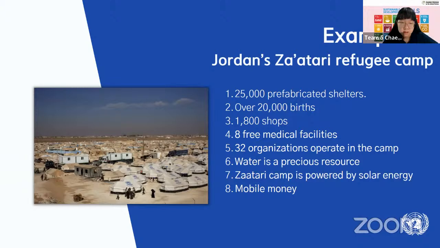The UNHCR has set up fixed caravans instead of tents to provide a better environment for refugees. Refugees forged a kind of new society there. Over 10 years, 20,000 babies have been born there, and economic activity has been carried out through 1,800 markets. UNHCR provided free healthcare to refugees at 8 healthcare facilities in Zatari. The camp is also supported by other UN agencies, NGOs, and the government of Jordan, as well as the UNHCR.